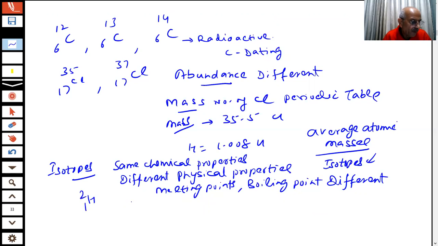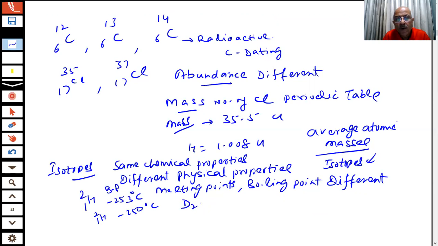For example, for 1H2 the boiling point is minus 253 degrees Celsius, and for 1H2, the boiling point is minus 250 degrees Celsius. See, the difference is coming.